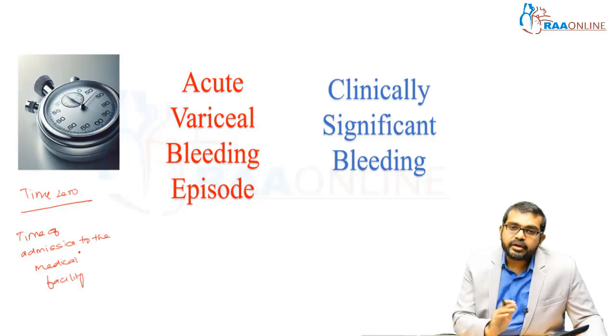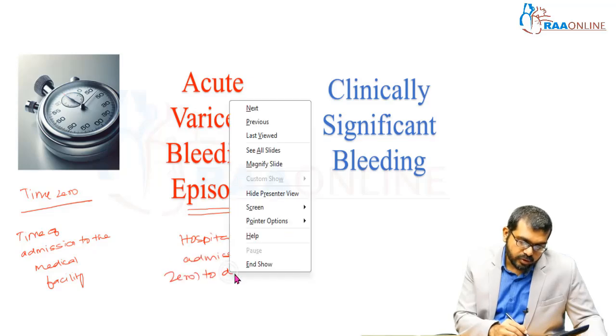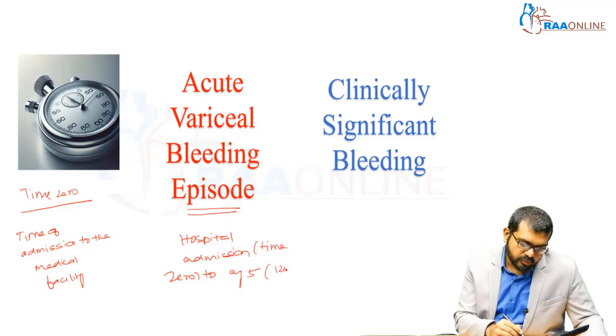What is acute variceal bleeding? The acute variceal bleeding refers to the episode of acute bleeding which comprises the time interval from hospital admission, that is your time 0, to day 5, that is up to 120 hours.